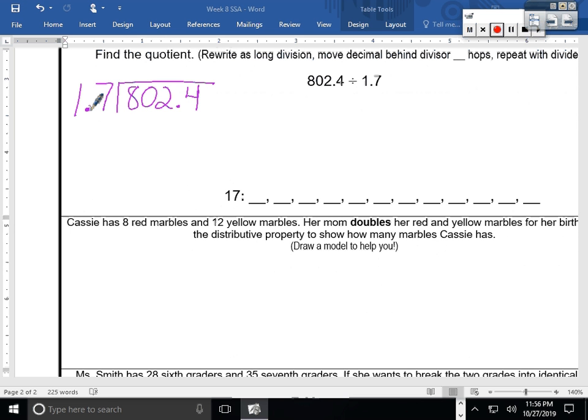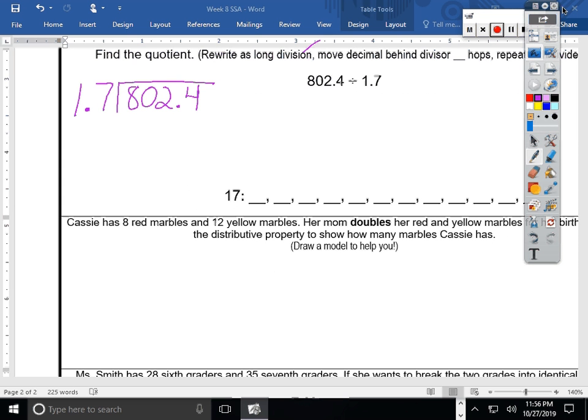If you notice, it says rewrite as long division. Check. Move the decimal behind the divisor blank hops. Well, how many hops would it take, or moves would it make, if the decimal were to move behind this number to make the divisor a whole number? Well, it really would move 1 hop. You really multiplied that by 10. If I do that to the outside, I need to do that to the inside. I need to multiply the inside number by 10 also.